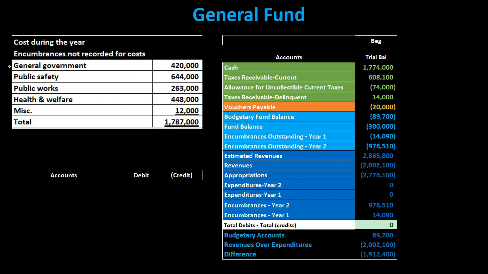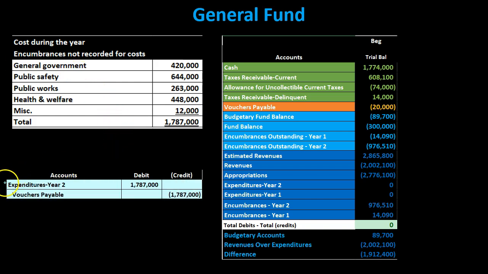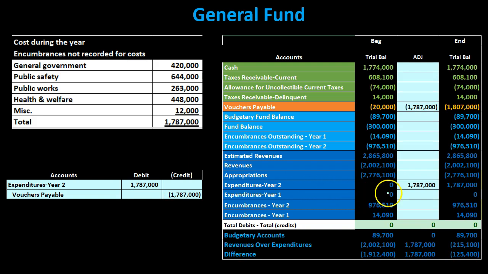You'll note that we have the grouping here of the general government, public safety, public works, health and welfare, miscellaneous. We're not going to be breaking them out into those groups within this transaction in the general fund because we typically will have a subsidiary ledger, and so we're just going to put them into the one line item at this time. That's going to be expenditures for the total amount. The other side we're going to say is a payable amount, so it goes into vouchers payable, and that'll be a liability account. So if we record this out, the expenditures, the expense related item, we're going to put everything in there on one line item, increasing the expenditures.